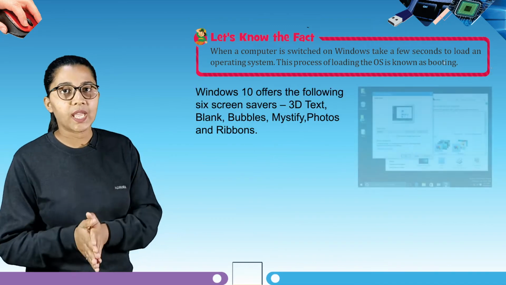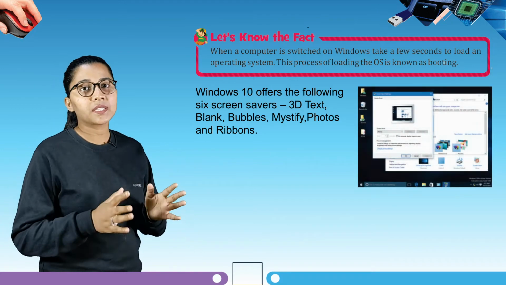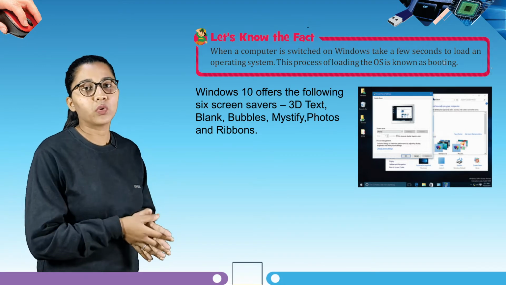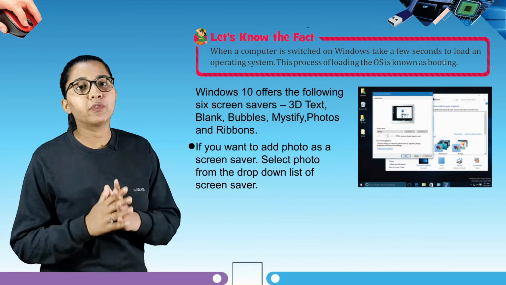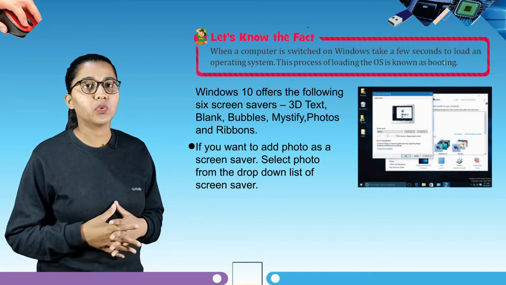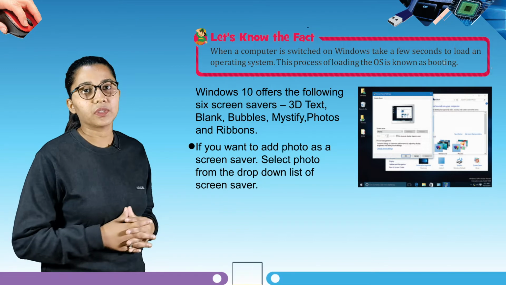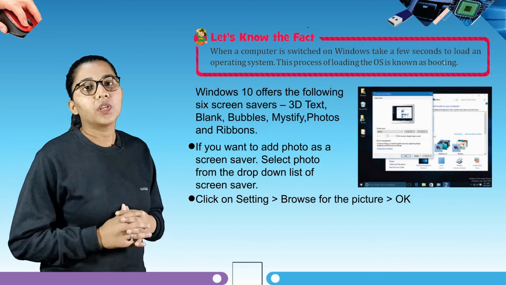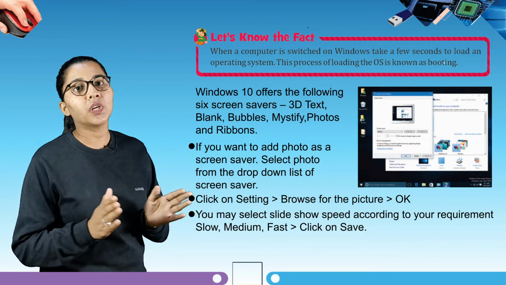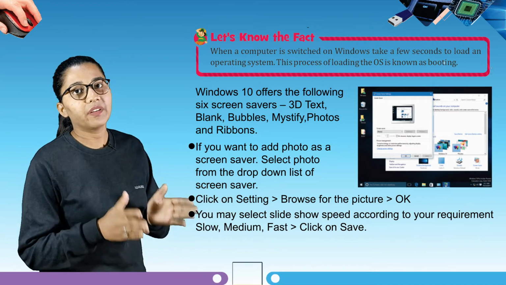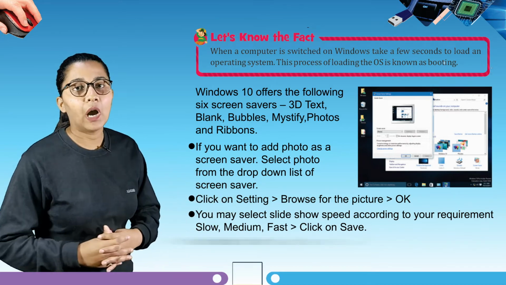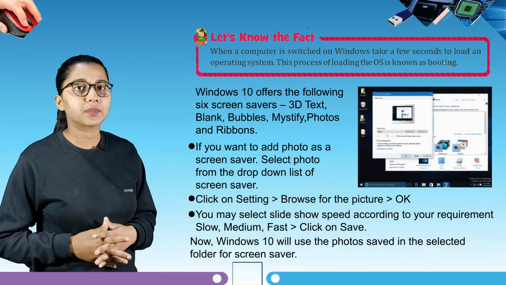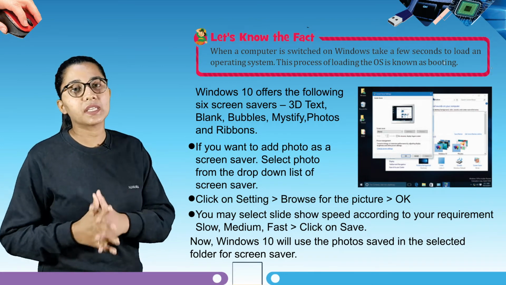Now, Windows 10 offers the following 6 screensavers: 3D Text, Blank, Bubbles, Mystify, Photos and Ribbons. If you want to add photos as a screensaver, select Photos from the drop-down list of screensavers. Click on Settings. Now browse for the pictures, then OK. You may select slideshow speed according to your requirement: slow, medium, fast. Click on Save. Now Windows 10 will use the photos saved in the selected folder for the screensaver. So this is how you change your screensaver.